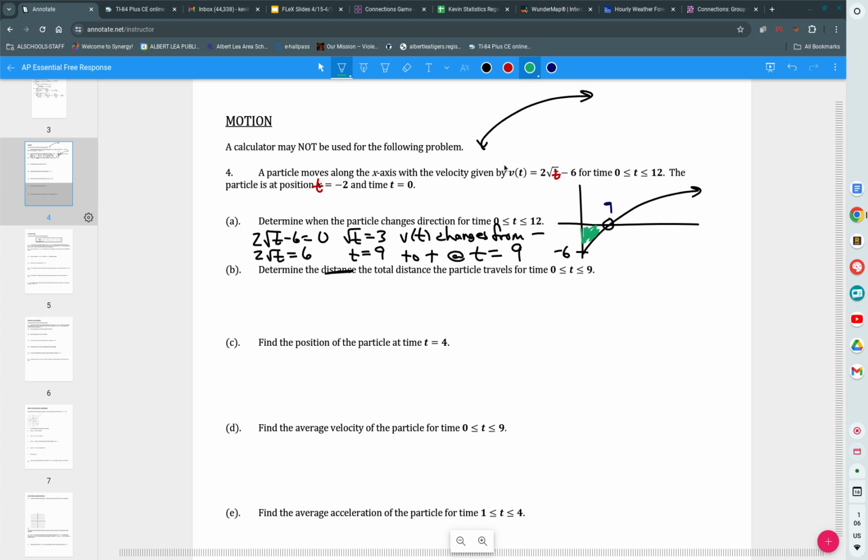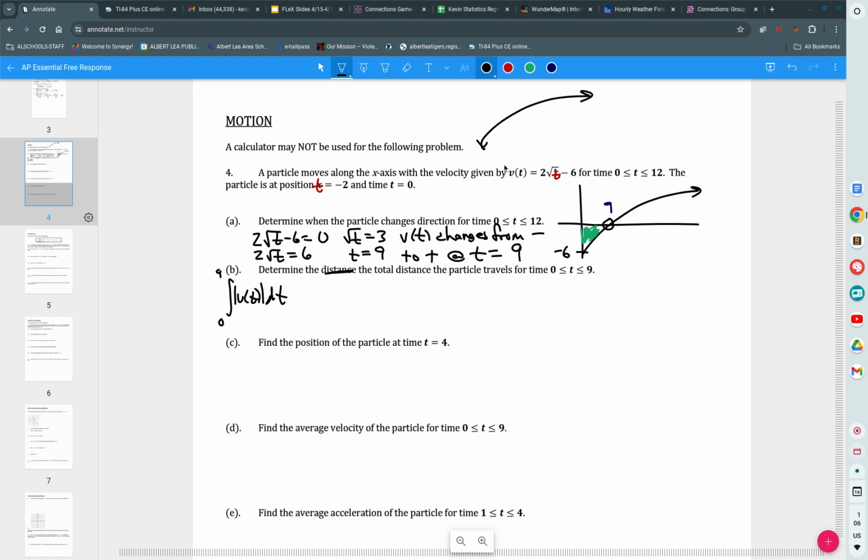So what we calculate with that area should be negative, but it says total distance, so then we will take the absolute value and make it positive, okay? So we are going to consider the integral from 0 to 9 of the absolute value of v of t dt. And so let's take the antiderivative of this. What's the antiderivative of 2 roots of t?